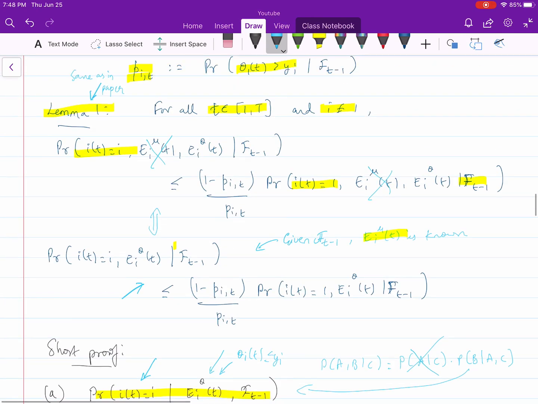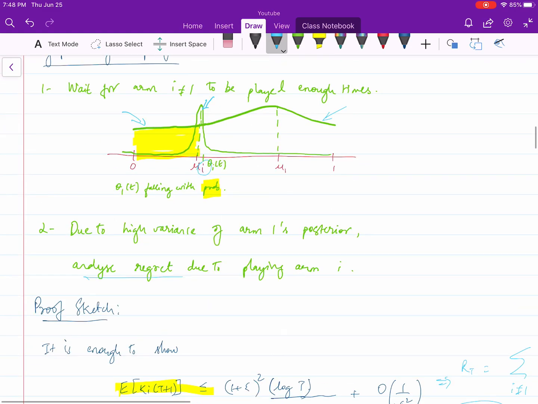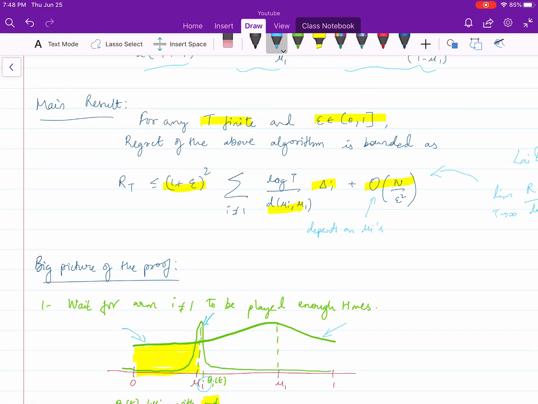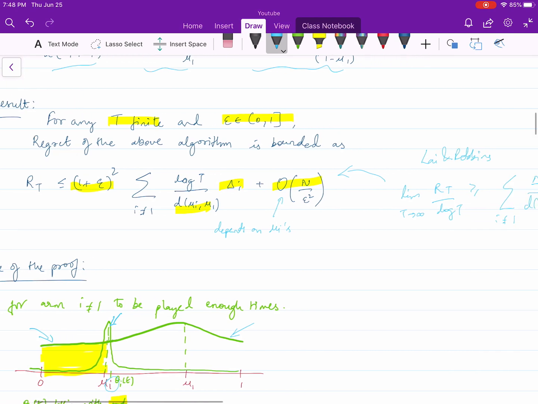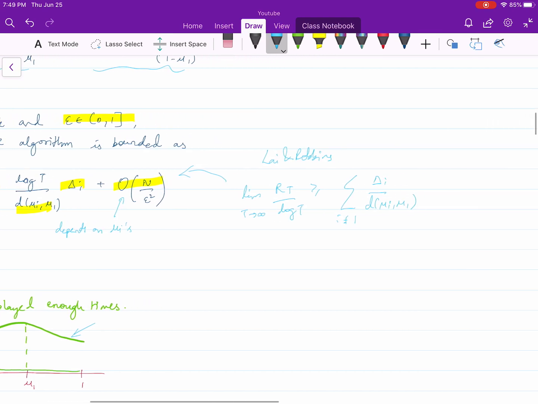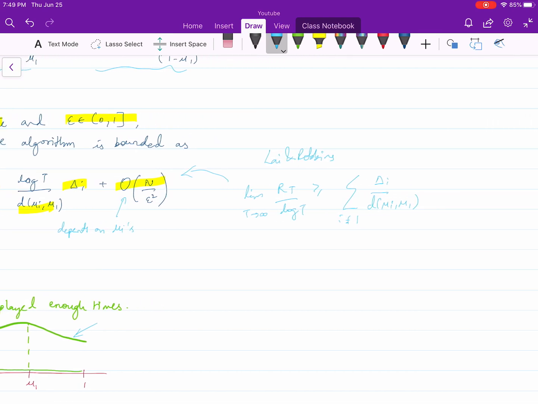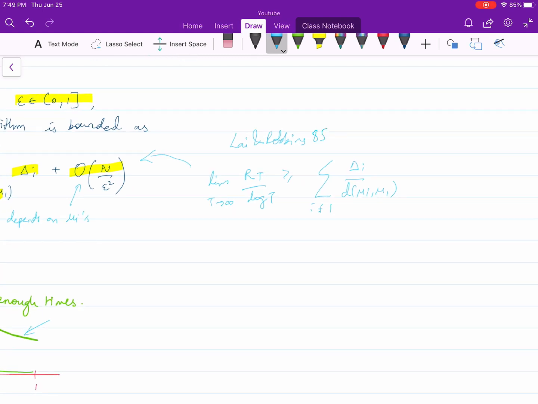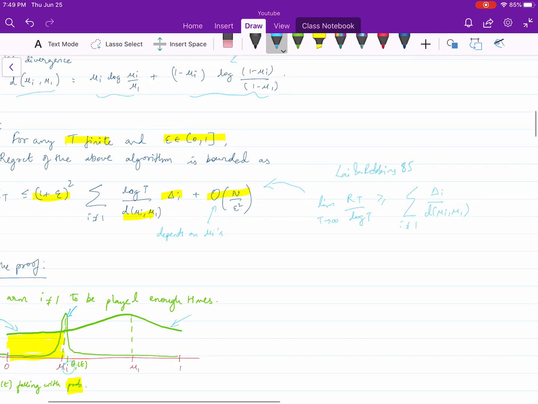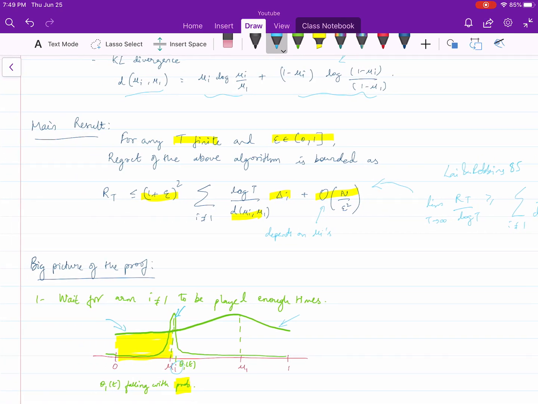Let me just add one more point here. I think I already mentioned that this actually complements the result from Lai and Robbins 85. This is a classical paper because this is the first paper which proves that Thompson sampling actually achieves this lower bound. There are many Thompson sampling algorithms which have made their debut later. So I could present some of the interesting parts later.